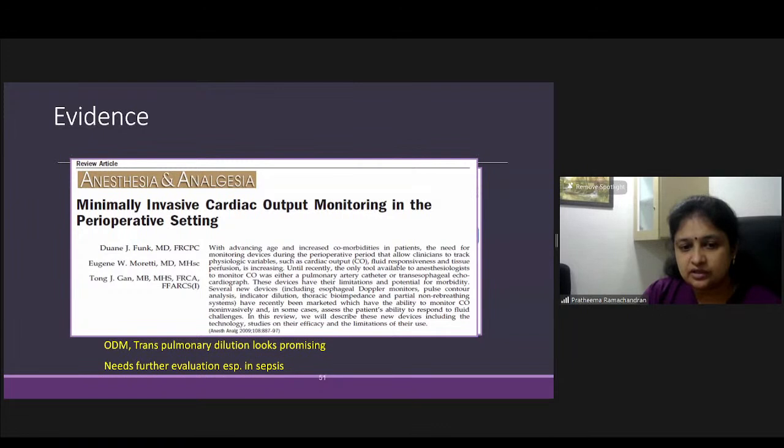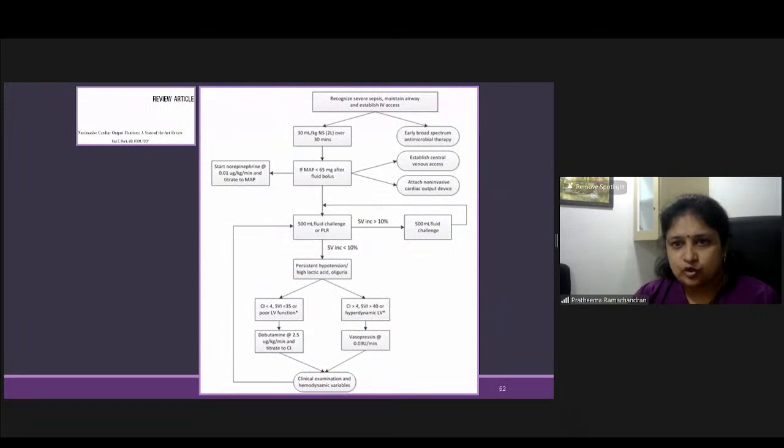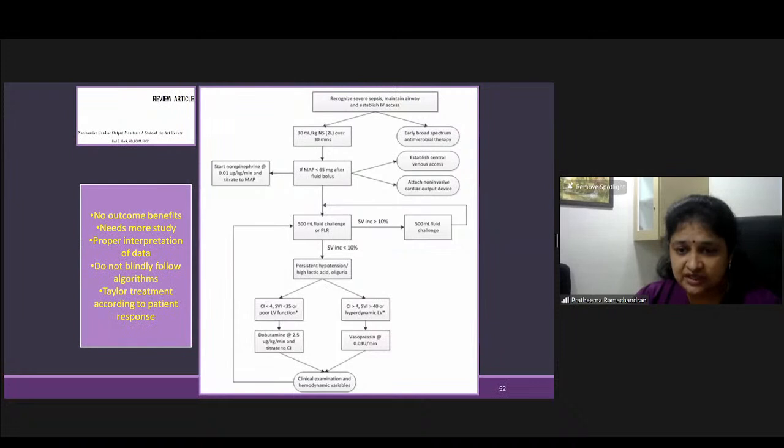It is not going to help very much. Still, invasive holds the first place and the priority, because nobody is willing to just look at the non-invasive and say that things are right, because it is a life or death situation in the ICU. So there have been a lot of protocols, flow charts, but whatever, it needs more study. There are not many outcome benefits. And even with the protocolized algorithms, we can see that the outcome benefits are not so high.